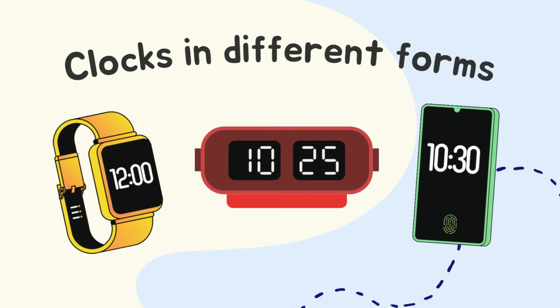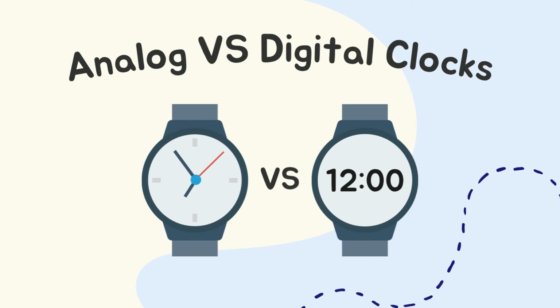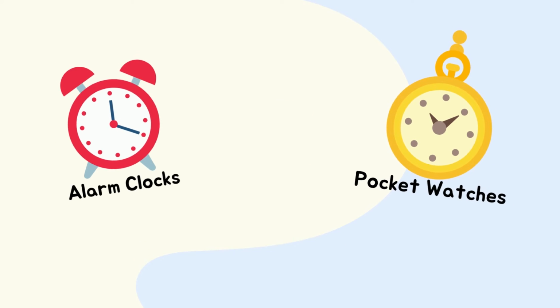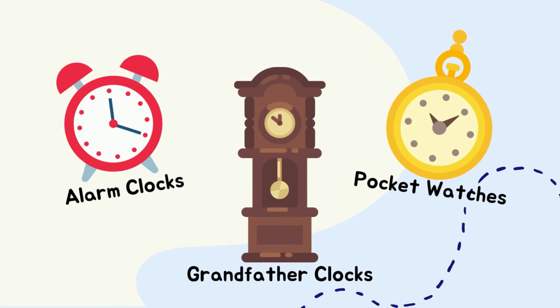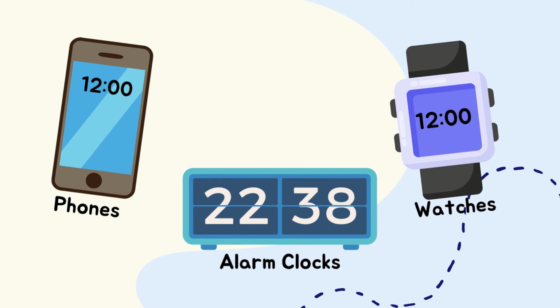Nowadays, clocks can be found in different forms. They can be found in watches, built into our phones, or on our nightstands as alarm clocks. Clocks are all around us. There are two types of clocks, analog and digital. Here are some analog clock examples. Here are some digital clock examples.